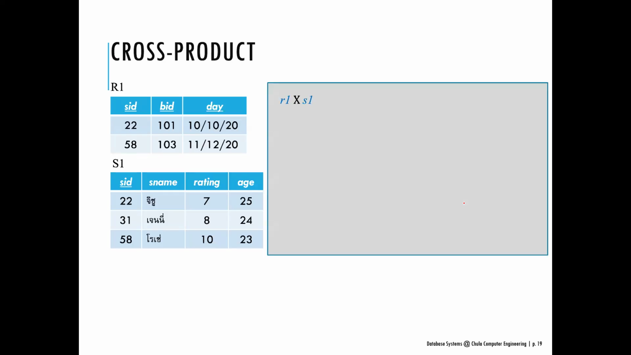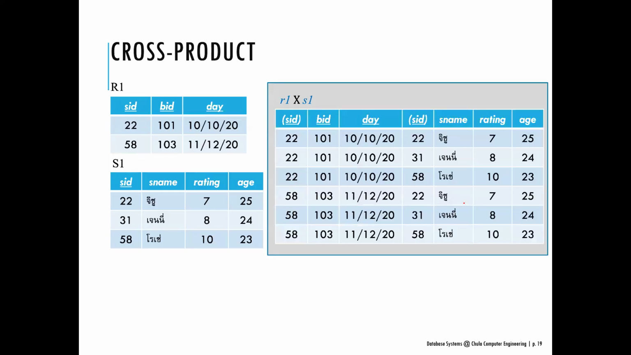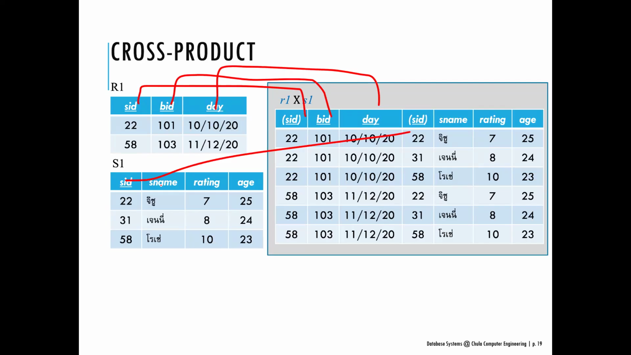If I take R1's cross product with S1, you can see that I have SID coming from here, BID coming from here, I have day coming from here. And from S1, I have SID, I have S name, I have rating, and I have age. So you will have the result that came from the initial tables. Those two initial tables have 7 attributes altogether, so the result would have 7 for sure.